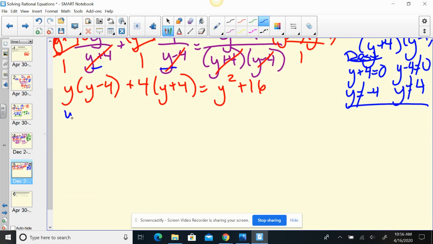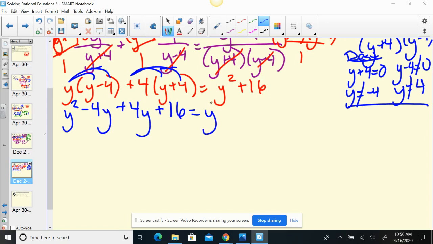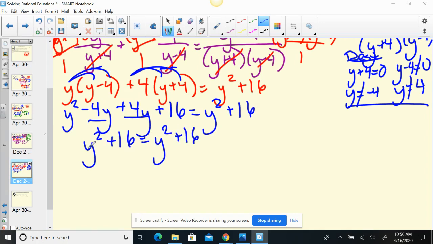I'm going to distribute the y. So y times y is y squared. Y times negative 4 is negative 4y. Now distribute that 4. 4 times y is 4y. 4 times 4 is 16. And then I have y squared plus 16 over here. So combine your like terms, leaves me with y squared plus 16 equals y squared plus 16. So I have exactly the same thing on the left and right.